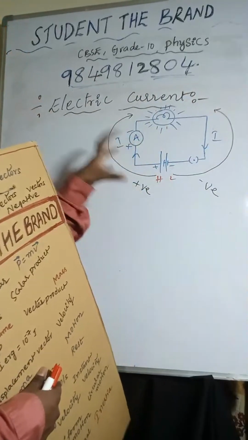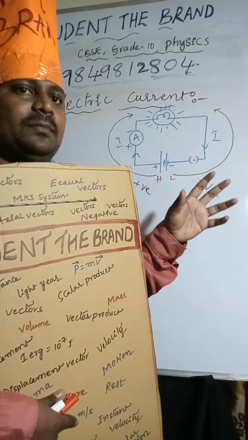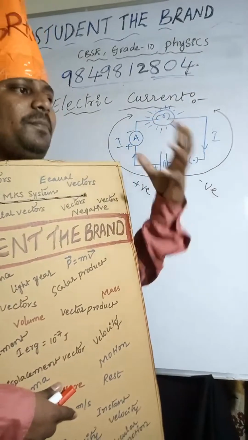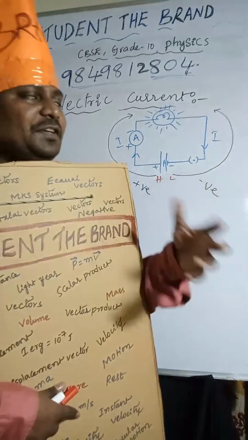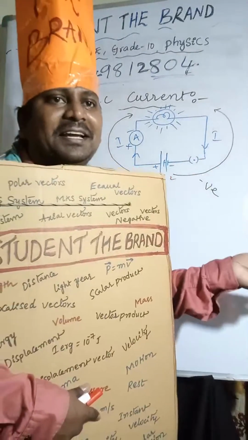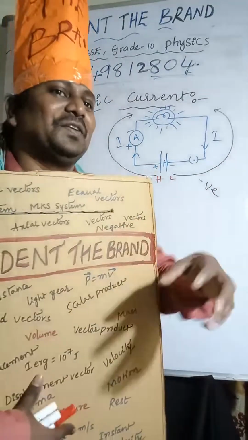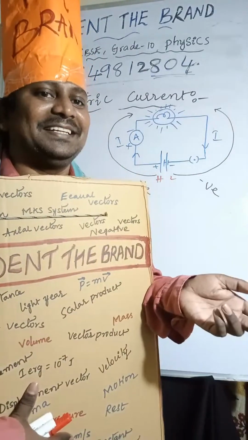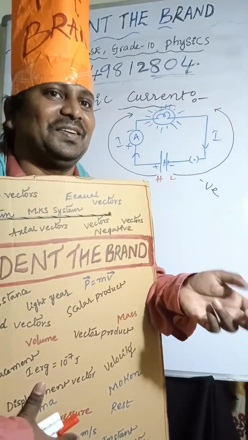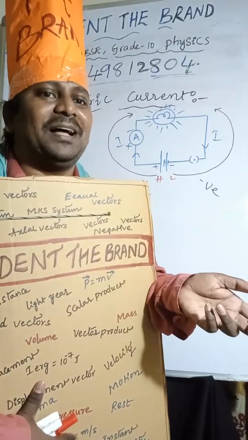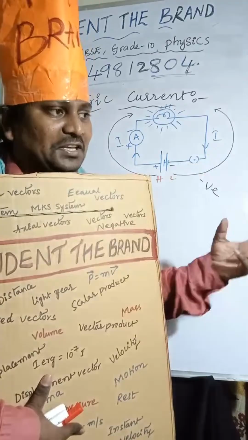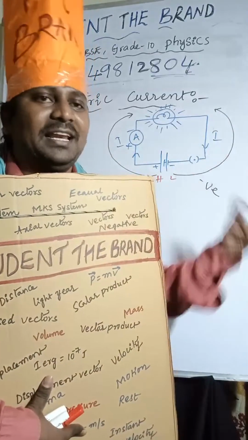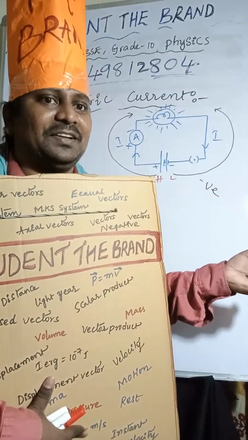So an electric circuit is nothing but a continuous and closed path of an electric current. A continuous and closed path of an electric current is known as an electric circuit.